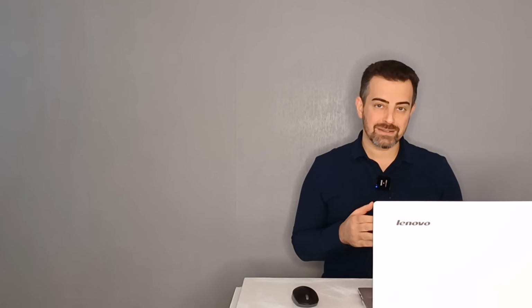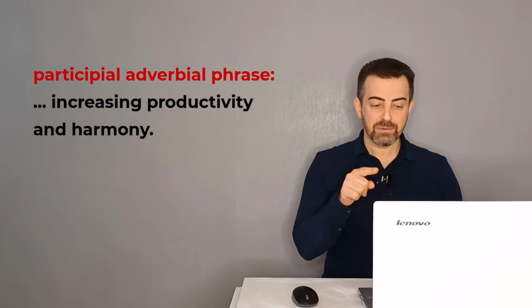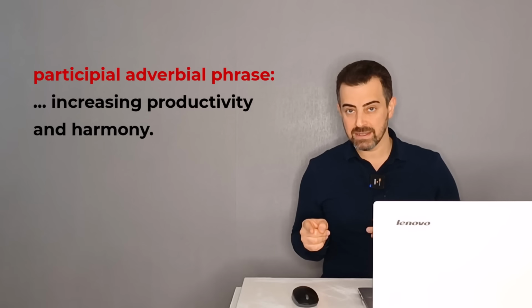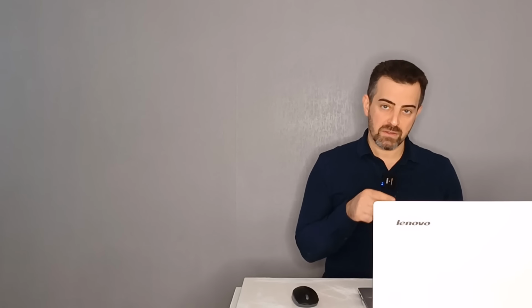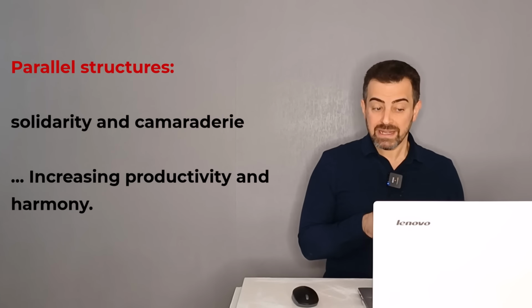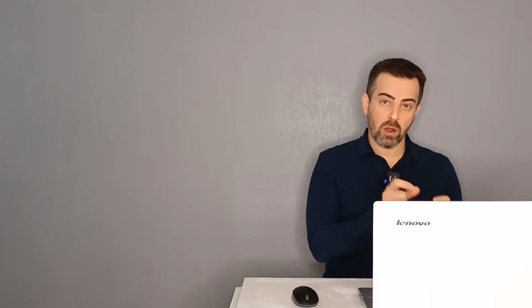Also, in this sentence, did you detect any adverbial phrase? At the end of the sentence, it's increasing productivity and harmony, which is an adverbial participle phrase that talks about the reason of a situation. Also, did you notice parallelism here in this statement? We have noun-noun parallels like solidarity and camaraderie, increasing productivity and harmony. All of them are nouns and they have an equal part of speech.